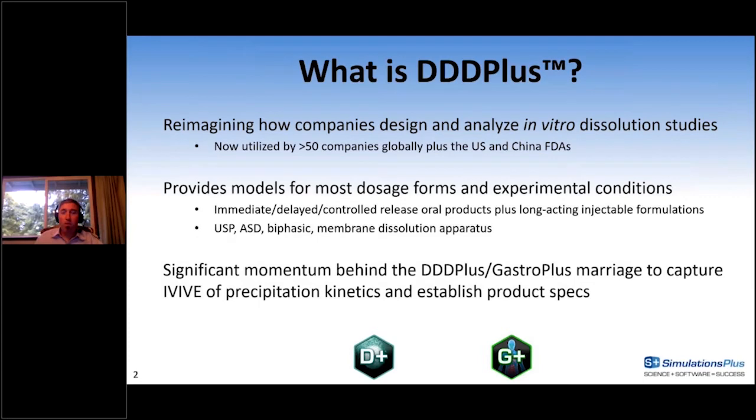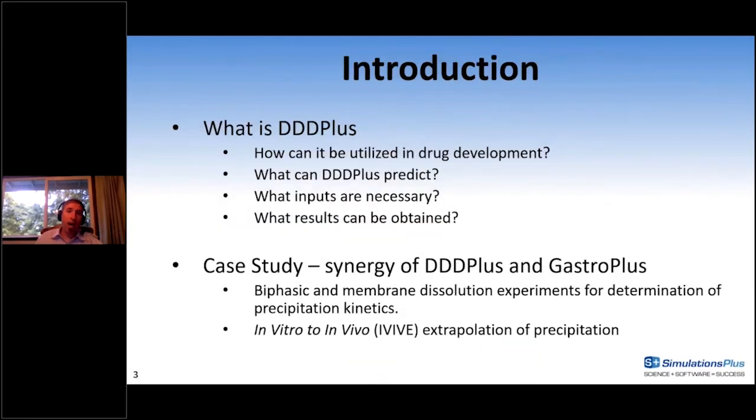So first, I'm going to go through a high-level introduction on what I'm going to be talking about today. First off, we're going to give a high-level intro on DDDPlus. How can it be utilized in drug development? What can DDDPlus predict? What inputs are necessary? And what results can be obtained?